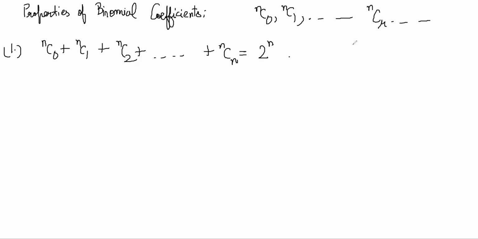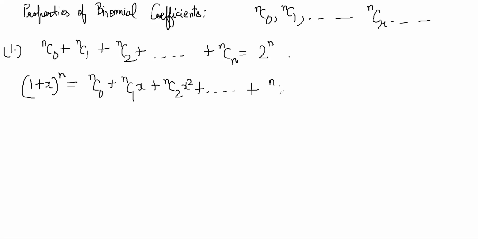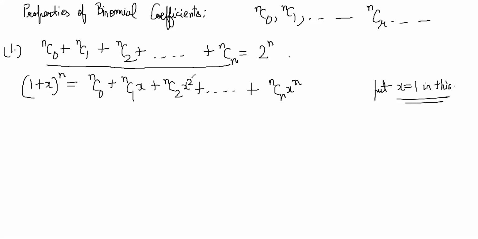This can be proved very easily by looking at the expansion of 1 plus x to the power n. We did this earlier. It was a standard expansion: nC0 plus nC1 x plus nC2 x square plus and so on till nCn x power n. If you put x is equal to 1 in this identity, what do you get? You get the summation. And this side becomes 1 plus 1 to the power n, which is 2 power n.